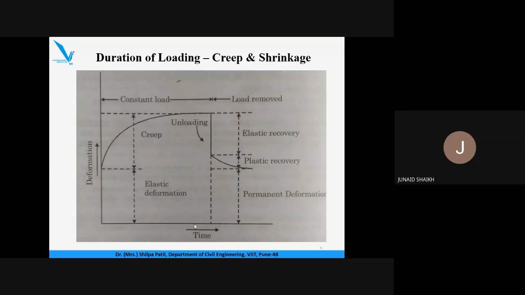Concrete can move to its original position. Elastic, can take its original position, but when? After the removal of load. Removal of load, yes. When we apply a load, every material shows a certain amount of deformation, and when we remove that load, the deformation shown by the material is regained.